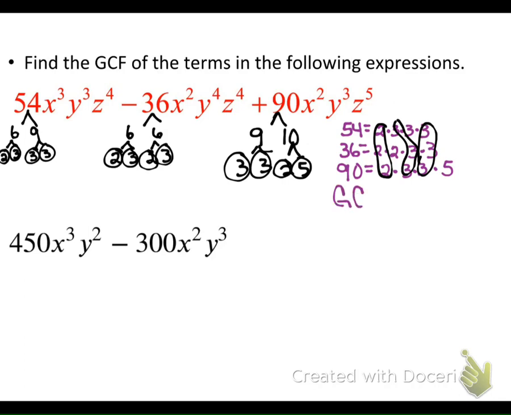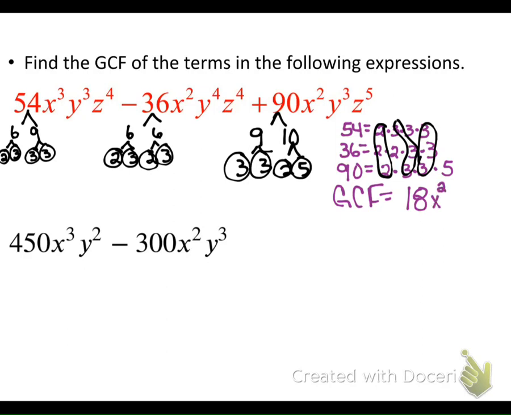So what am I going to multiply together to get my greatest common factor? 2 times 3 times 3. So what's 2 times 3 times 3? 18. So the number part of my greatest common factor is 18. But I'm not done because I have to go back and check with my variables. Do they all have an x? Yep. Which one do I pick? The x squared, because I'm going to pick the one with the smallest exponent.